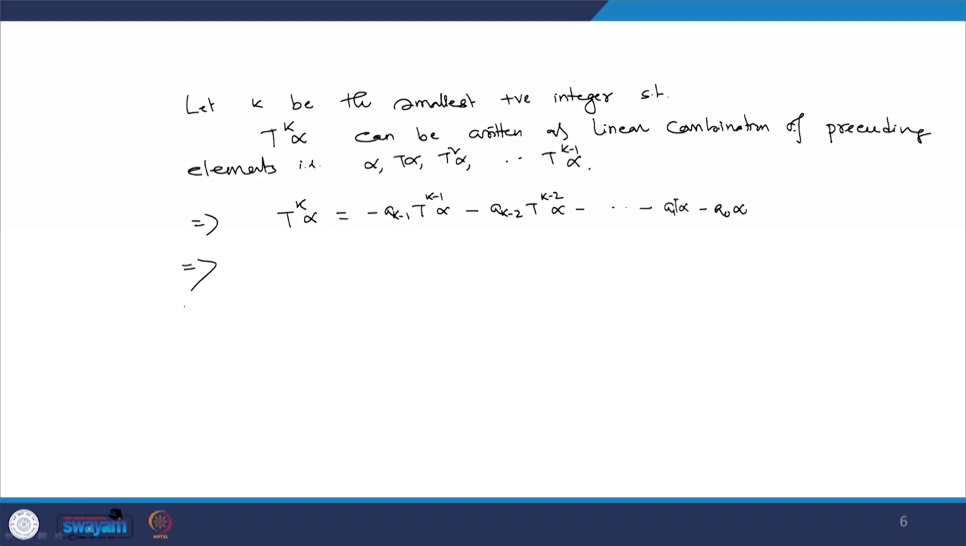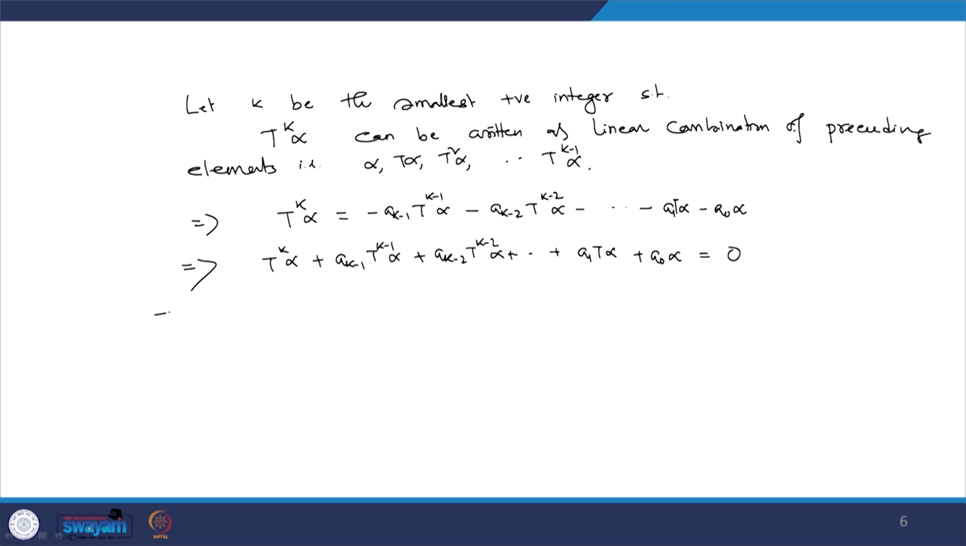So, this implies t to the power k alpha plus a k minus 1 t k minus 1 alpha plus a k minus 2 t k minus 2 alpha plus ... plus a 1 alpha plus alpha. Okay. So, this is equal to 0.